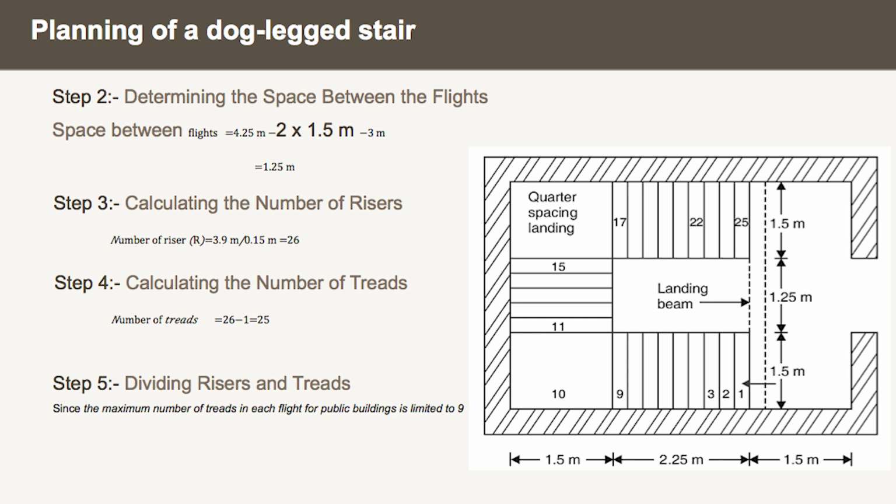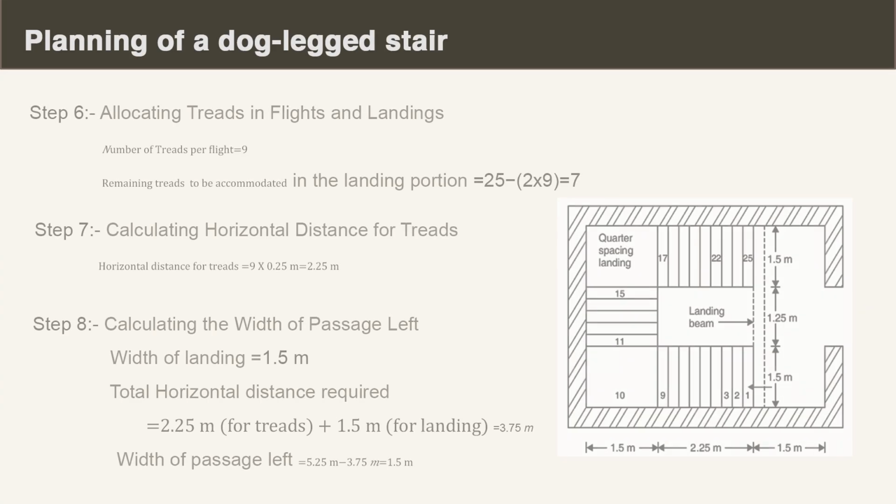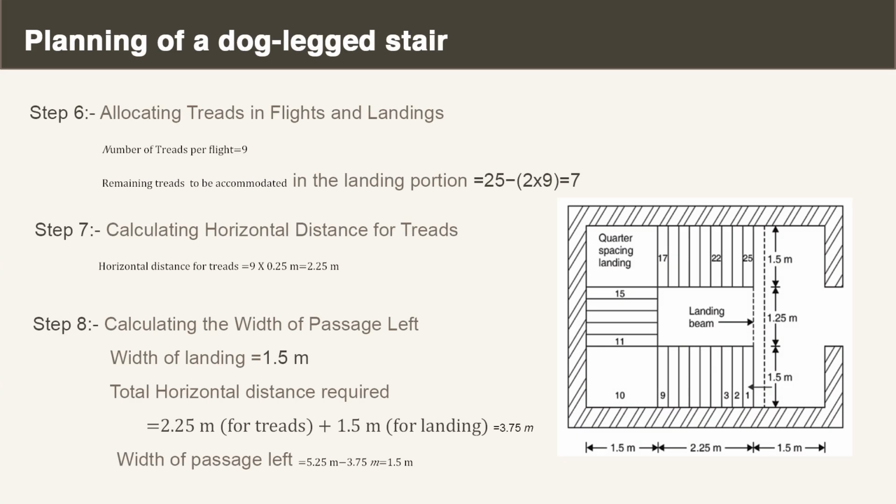Step 5. Dividing the riser and thread. Since the maximum number of threads in each flight for a public building is limited to 9, we need to design the stairs accordingly. Each flight will have 9 threads and the remaining threads will be accommodated in the landing portion. So, step 6 is allocating threads in flight and landing. Number of threads per flight is 9. Remaining threads to be accommodated in the landing is equal to 25 minus twice 9, which gives 7.